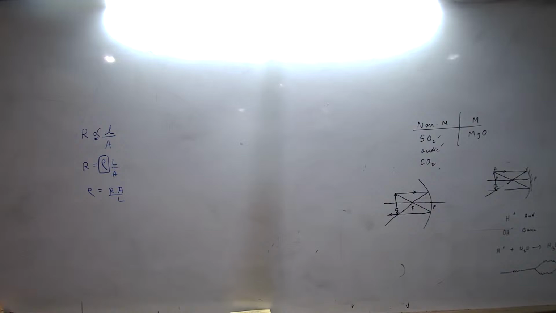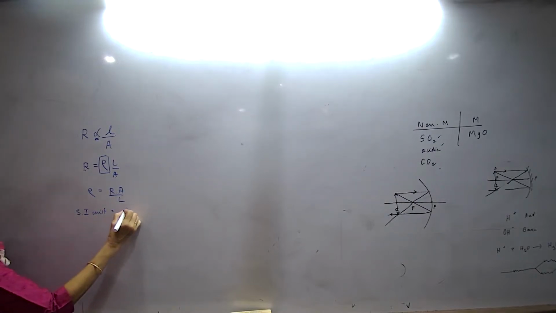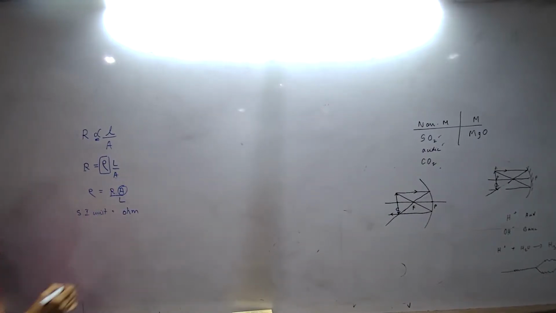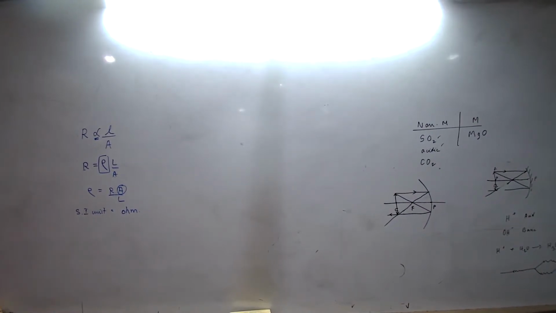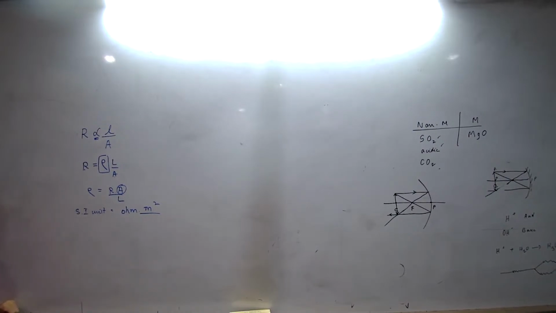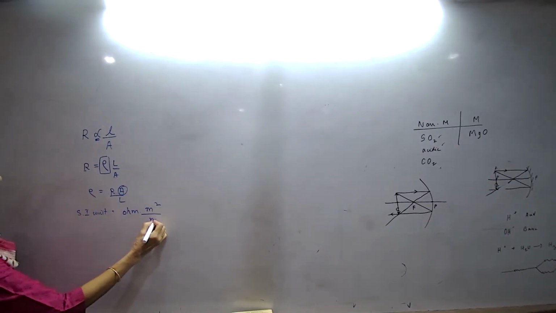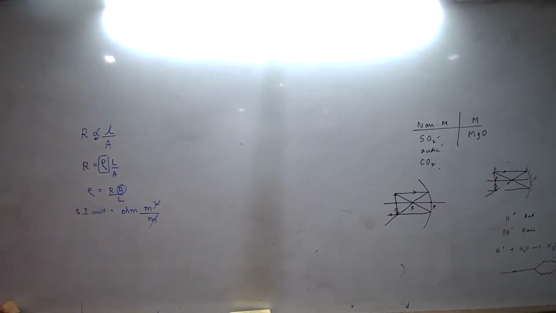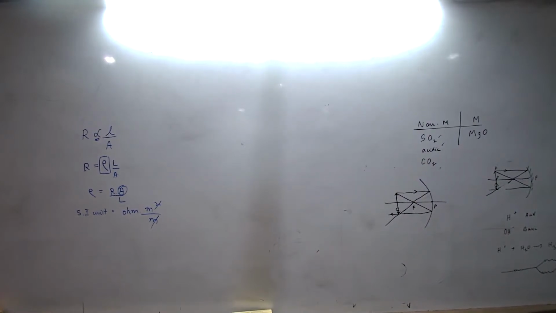Resistance into area. So what will be the SI unit of this? What is R? Resistance. The unit of resistance will be ohm. Ohm meter square. Area, what is the unit of area? Meter square. Length will be measured in meter. So, ohm meter. So the SI unit of resistivity will be ohm meter.